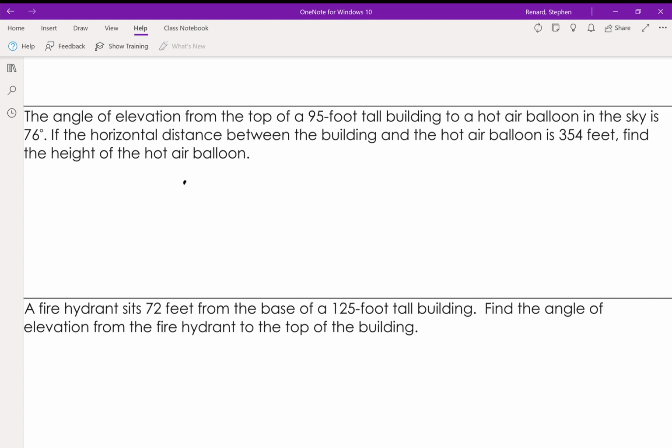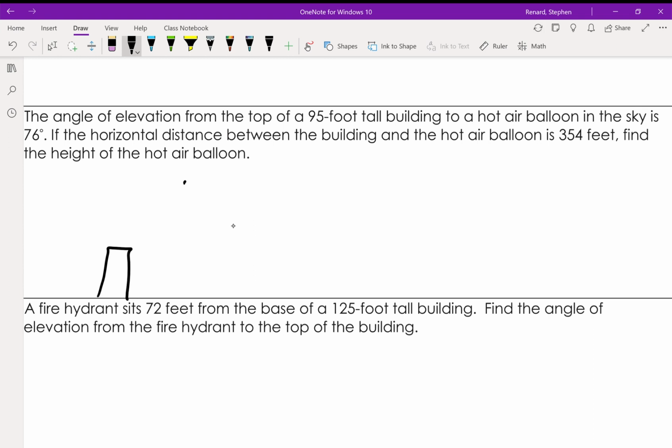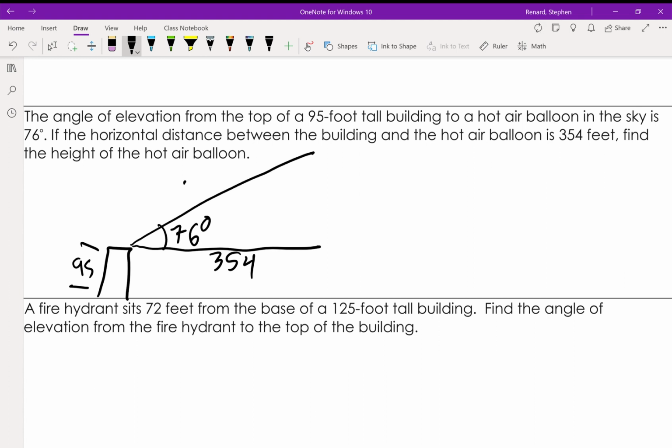Always draw a picture. It's really helpful. So here we have our 95-foot tall building. So this right here is 95. Okay? And I know that there is a 354-foot horizontal distance. And from there, there's an angle of elevation of 76 degrees, drawing not to scale. And up here, there's a hot air balloon. Here, we'll get super fancy and we'll put like a little fire right there. See? Here, we'll even put Andy up there.